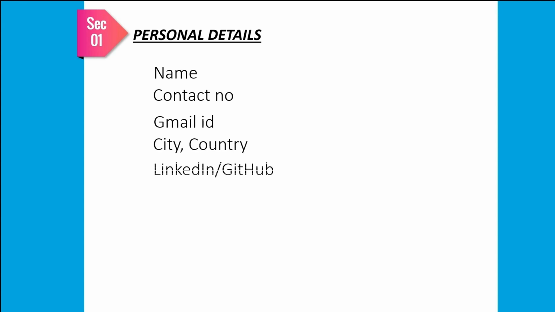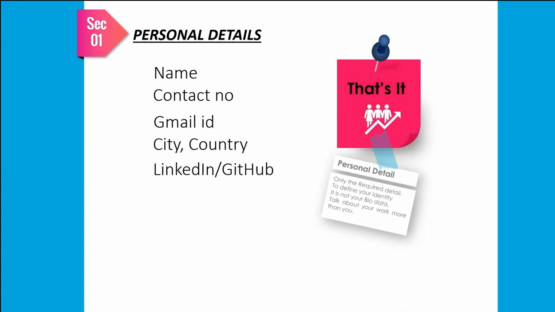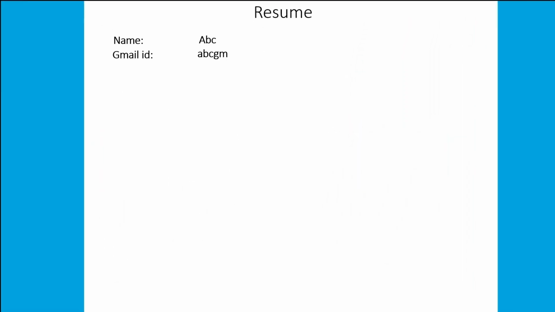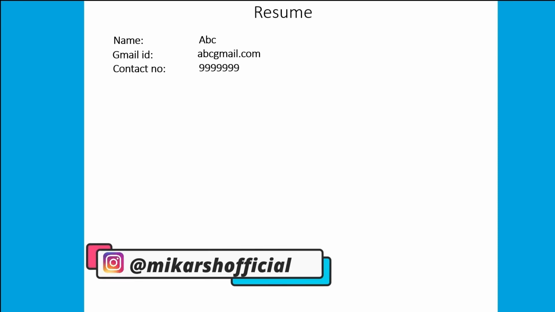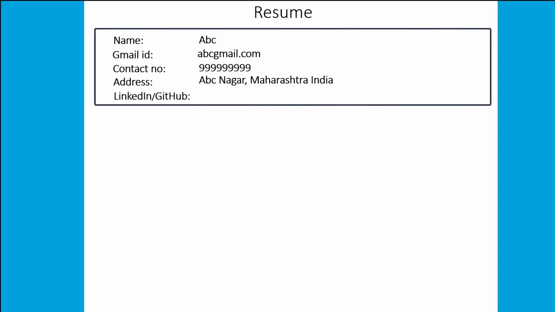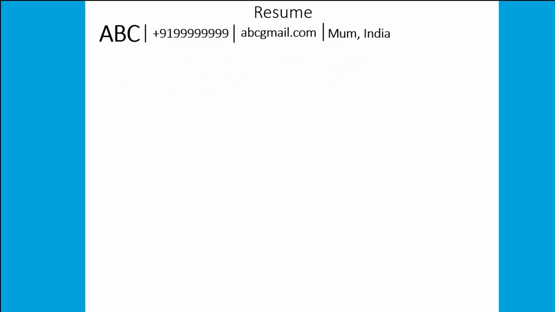You just have to mention your name, contact number, Gmail ID, and your city with your country. If needed, you can add your LinkedIn and your GitHub links too. Now, the number one mistake here is that these are the non-negotiable items on your resume, but they aren't the most important one. And that's why they shouldn't take up much of the space. The best idea to arrange them is in horizontal order separated by vertical bars.